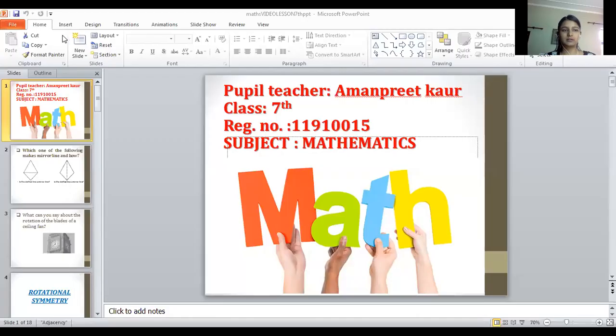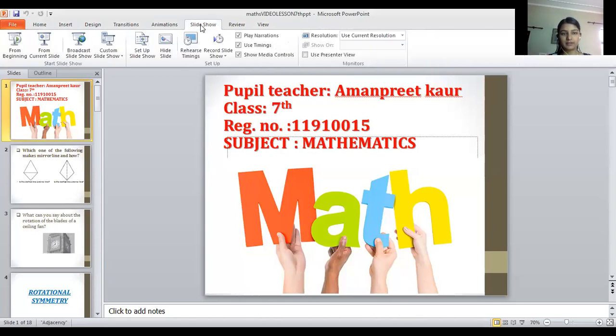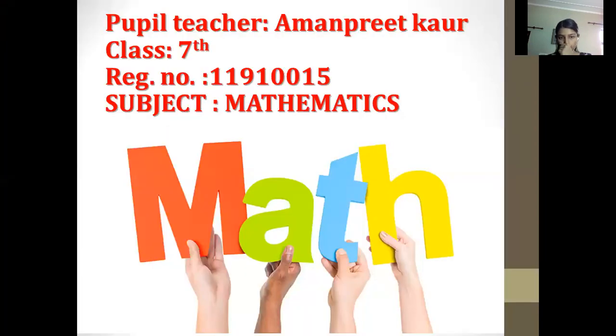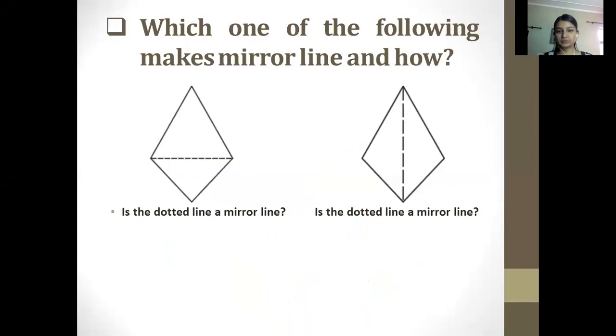So, students, what have we done in our previous class? Do you remember that? Just think about what we did. There is a question in front of you with which you can get an idea about the last class. That was related to symmetry, yes, mirror symmetry. Here's a question which says: which of the following makes a mirror line and how? What do you think the mirror line means?